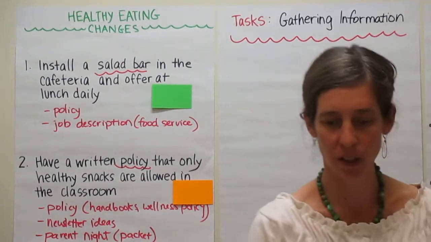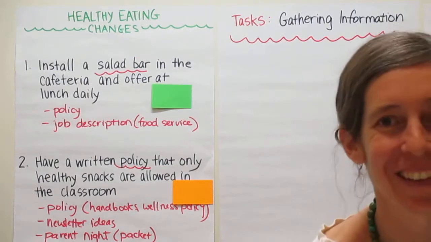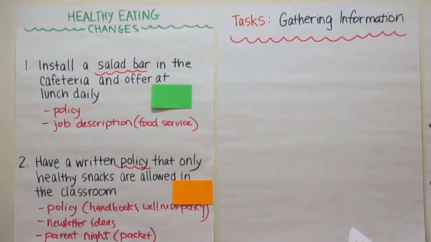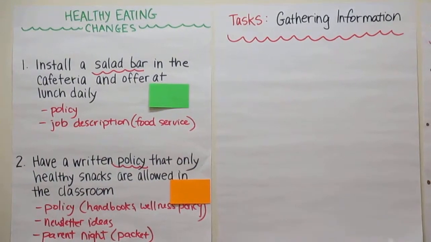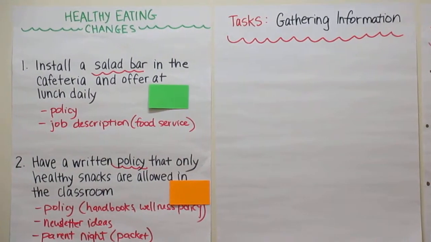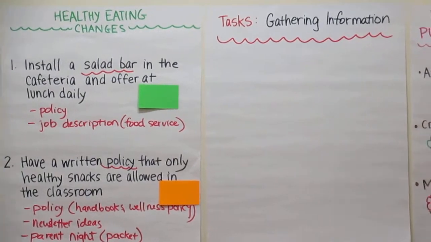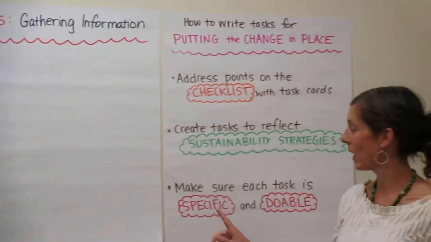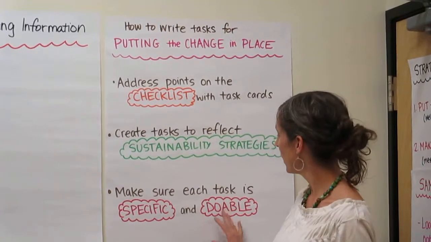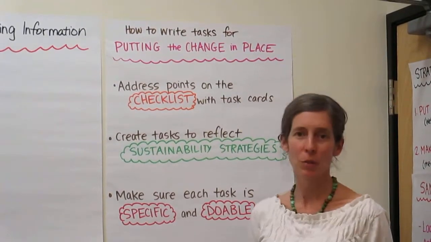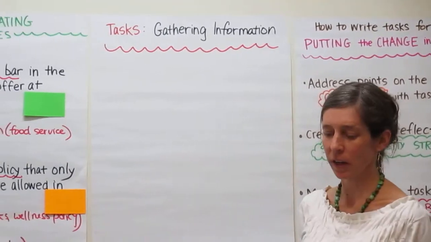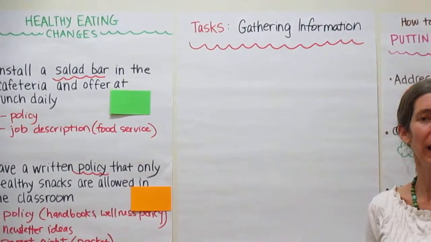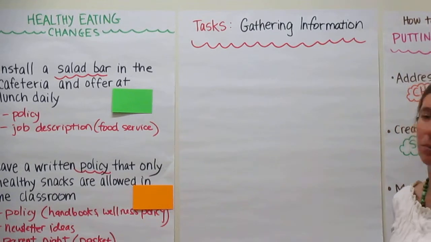Here's a couple of cards and you can jot these down as we go. And just a reminder, we want tasks to be specific and doable, okay? So that whoever is setting out to accomplish that task has what they need to do it, and it's something that they can accomplish between meetings. All right, so how about the salad bar? What kind of information would it be helpful to gather in order to put this salad bar in place?